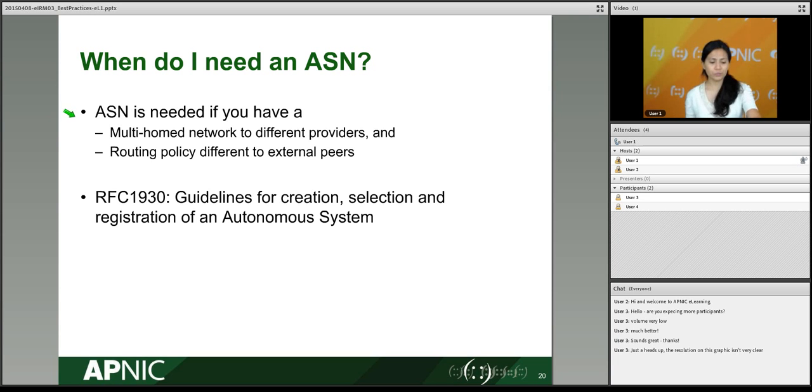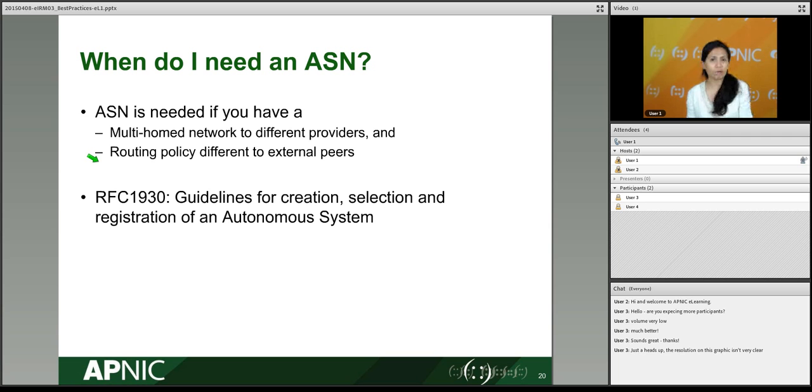Now, when you are in need of an ASN, normally that's because you are multi-homing. Multi-homing is when for your network you have at least 2 upstream providers and you want to announce your IP address prefix to both of these upstreams. So if you're doing multi-homing and your routing policy is different from your neighbors, from your peers, or from your upstream or transit providers, then you'll probably need an ASN. If you're not sure yet, or you're confused what exactly is an ASN, or where and when you can use it, please refer to RFC 1930 for some guidelines.